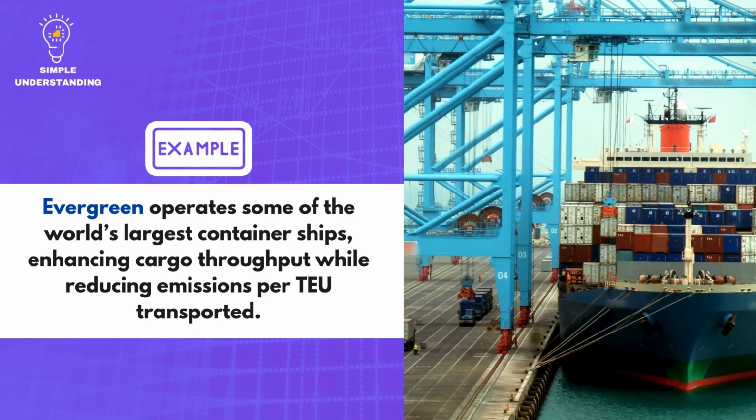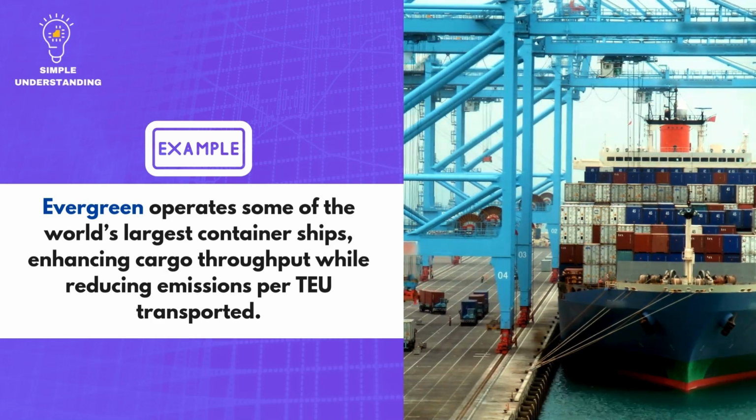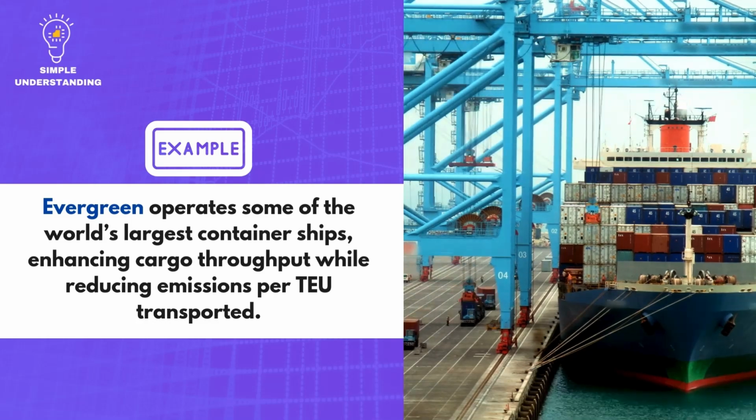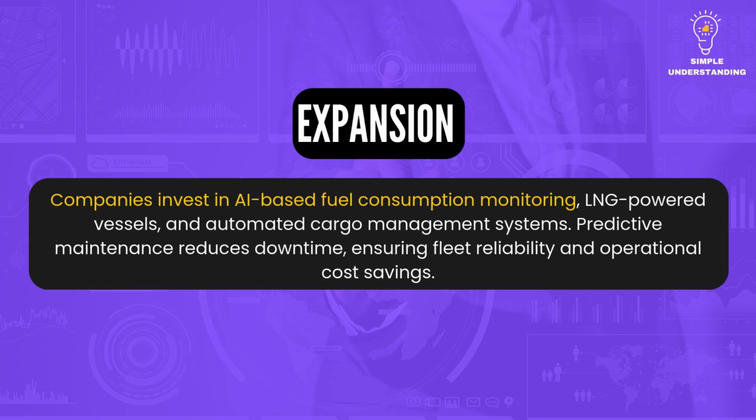Real company example. Evergreen operates some of the world's largest container ships, enhancing cargo throughput while reducing emissions per TEU transported. Expansion. Companies invest in AI-based fuel consumption monitoring, LNG-powered vessels, and automated cargo management systems. Predictive maintenance reduces downtime, ensuring fleet reliability and operational cost savings.